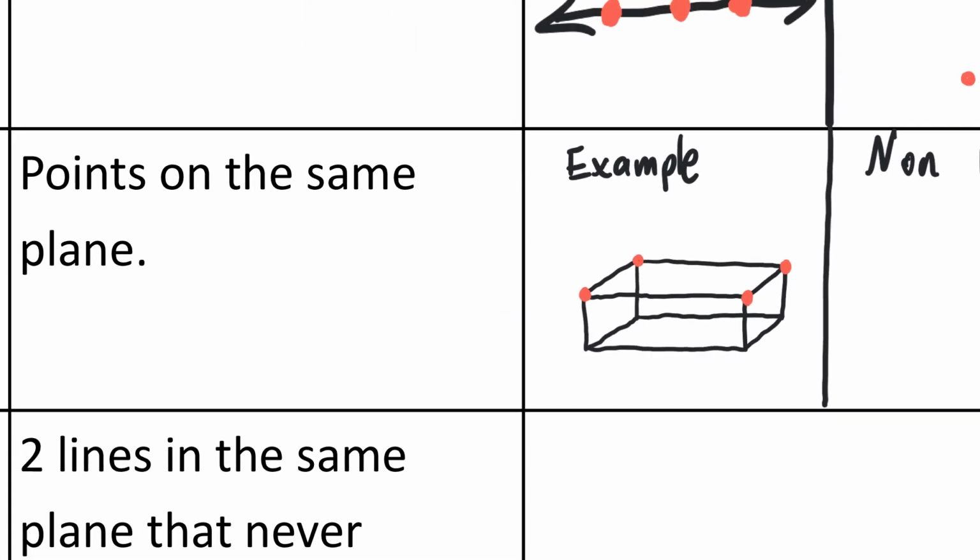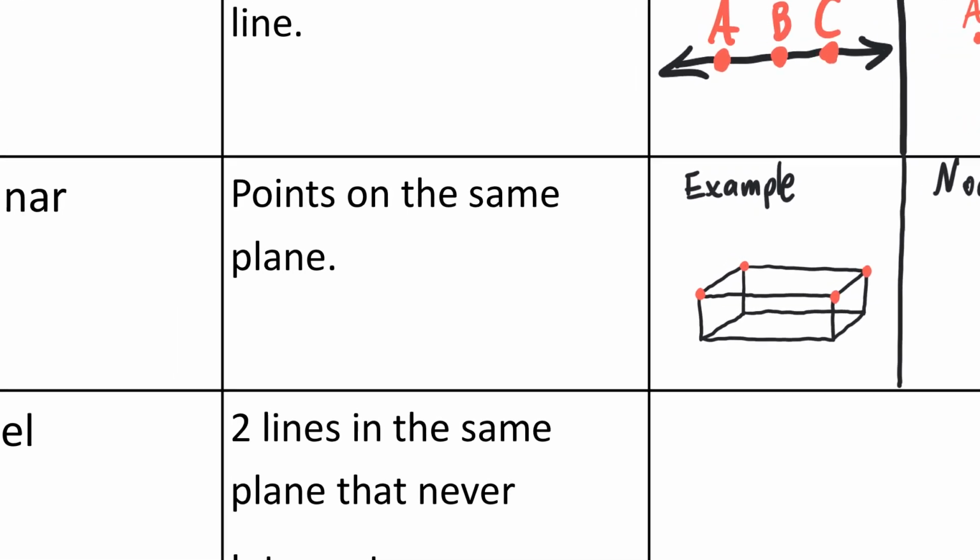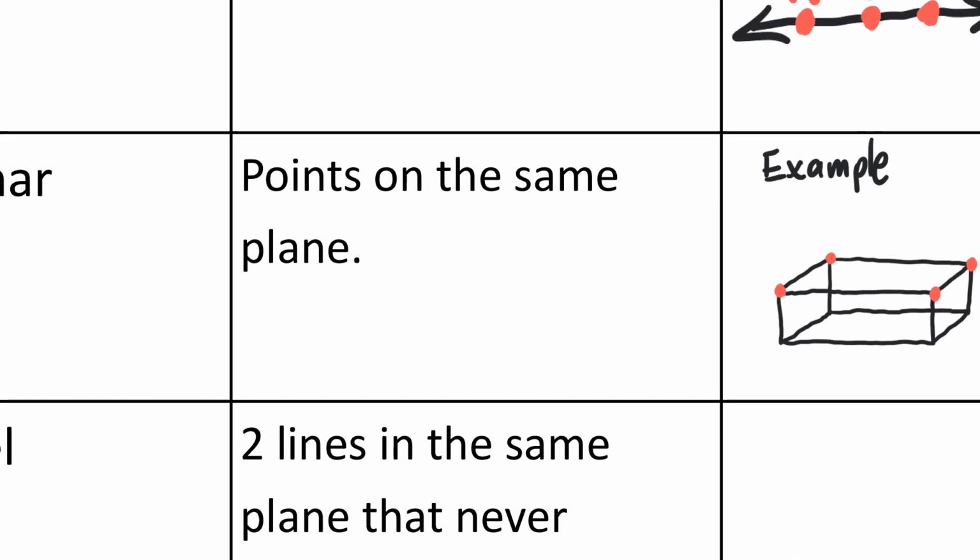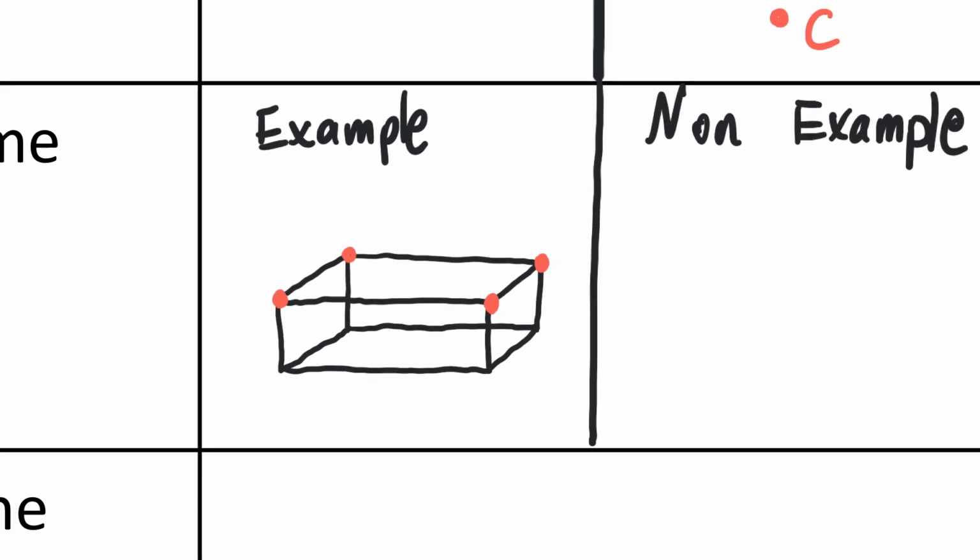Okay? Because again, what does coplanar mean? Points on the same plane. And what is a plane? It's like a flat surface, right? Like your desktop is a plane. So being coplanar means they're all on the same flat surface. Are all 4 of those points on the same flat surface? Yep, they're all here on the top, okay?